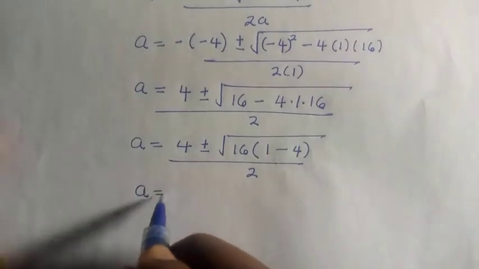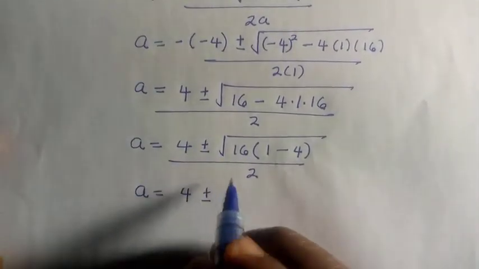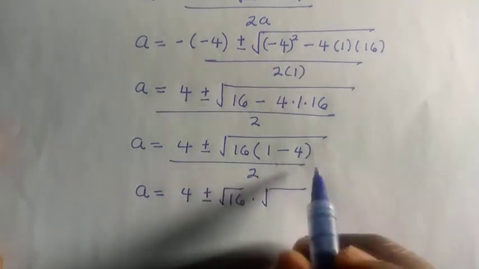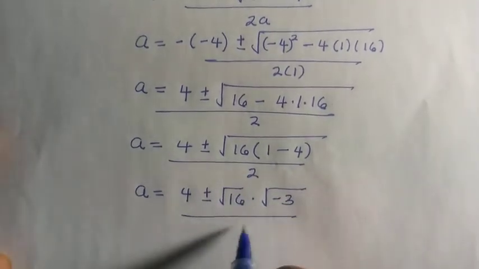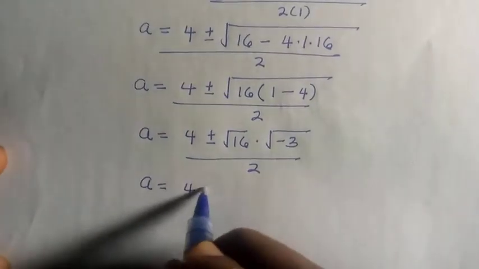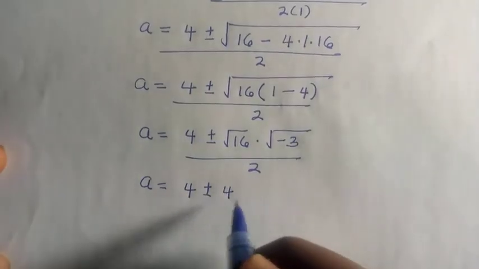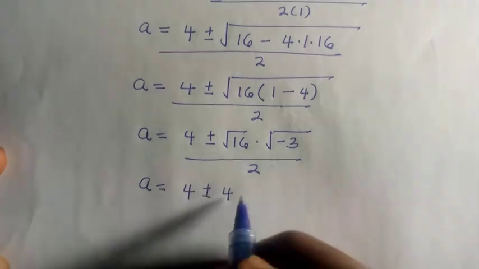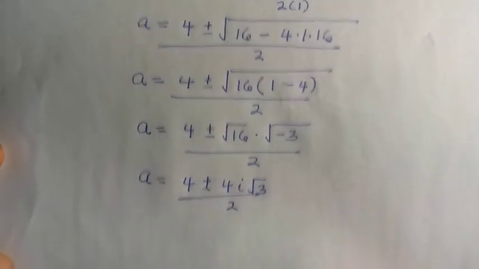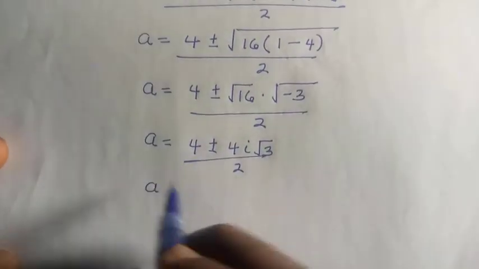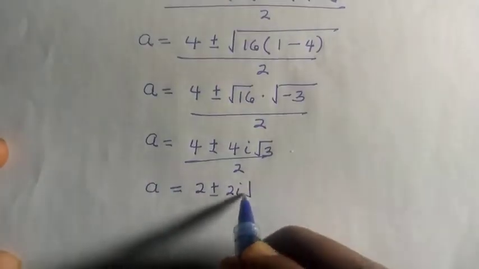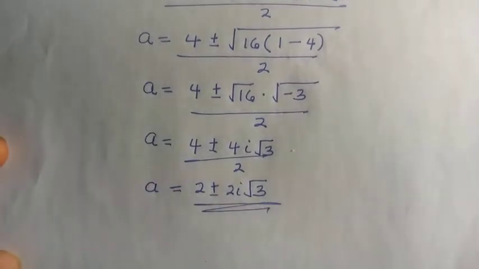So here we have a equals 4 plus or minus, and we can separate this as the square root of 16 multiplied by the square root of 1 minus 4, which gives us minus 3, divided by 2. Next we have a equals 4 plus or minus, the square root of 16 gives us 4, then the square root of minus 3 gives us i root 3, divided by 2. By factoring out 2, the result becomes 2 plus or minus 2i root 3, and here is the solution to a.